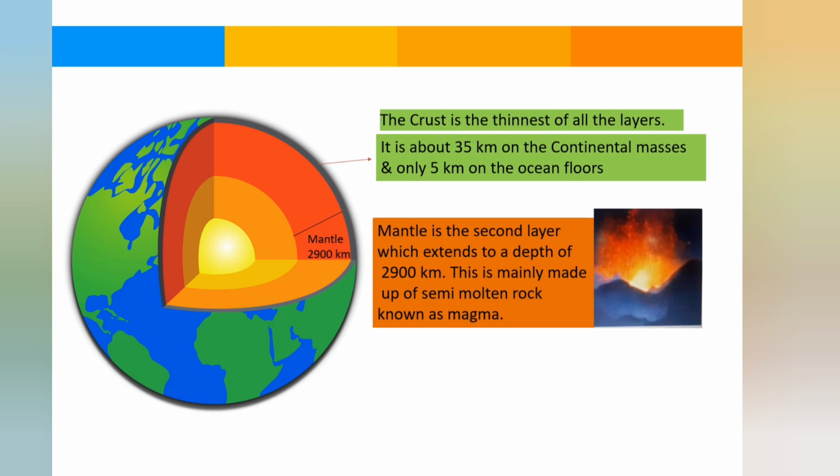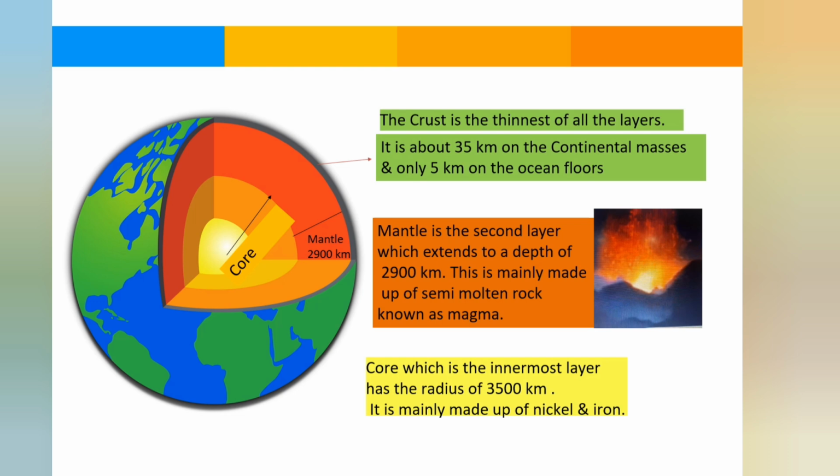Now here I am showing you a small clip of how the volcano has erupted and the magma is spewing out. And once the magma is out, it is called lava, which extends to a great region. Then you have the third layer, which is called the core, and it is said to be the innermost layer, which has a radius of 3,500 kilometers, and it is mainly made up of nickel and iron.